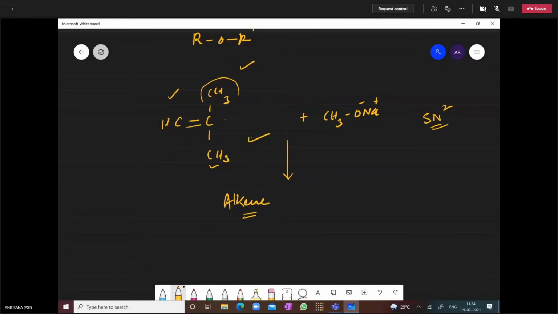You will get an alkene and an alcohol. Sodium bromide will be formed, plus methanol as the byproduct. So instead of getting a substitution product, we're getting alkene, alcohol, and sodium bromide. The alcohol will be your methanol, and the alkene will be 2-methyl propene.